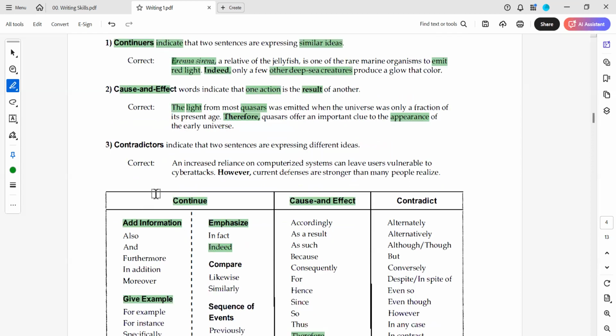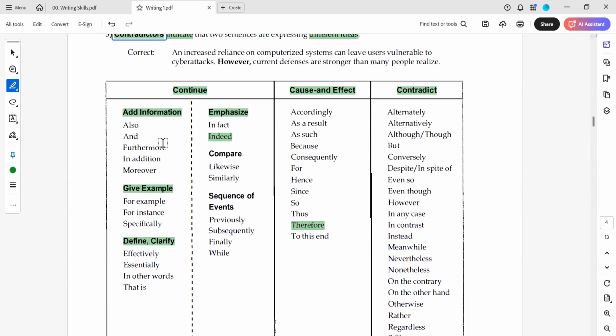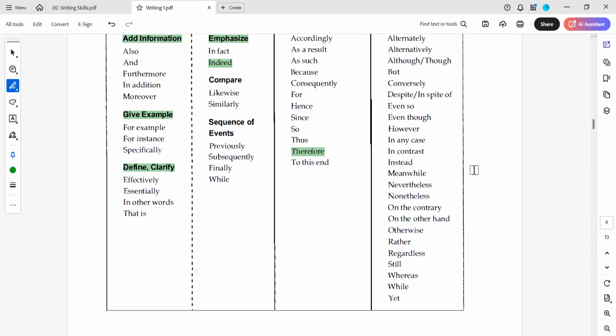Okay, guys, we still have the third classification. We still have the third type, contradictors. What are contradictors? Contradictors actually are transitions used to indicate that two sentences are expressing different ideas, conflicting ideas, two different sides. So here we have contrast. In case we have contrast, you should know we need a contradictor. Here you have that list of contradictors, as usual, the most commonly used, the most commonly tested. Alternately, alternatively, although, though, but conversely, despite, in spite, even so, even though, however, the most commonly tested, in any case, in contrast, meanwhile, instead, nevertheless, nonetheless, on the contrary, on the other hand, otherwise, rather, regardless, still, whereas, while, and yet.